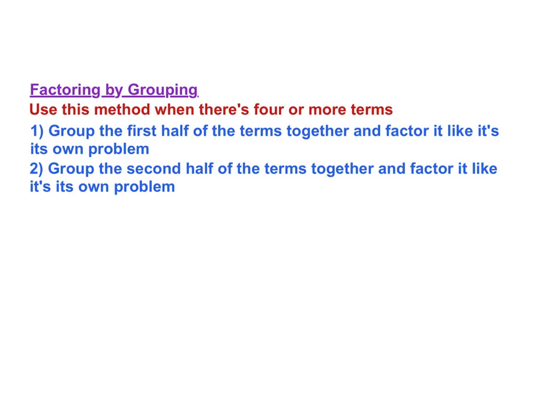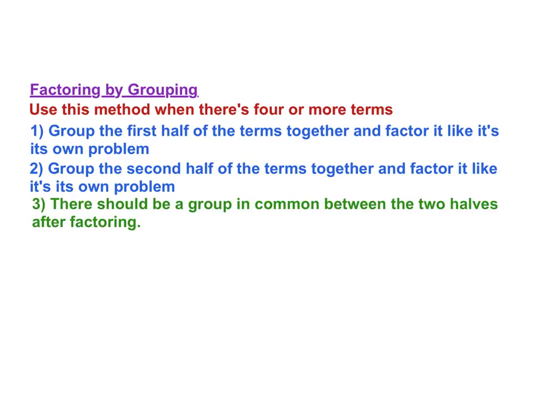And then what should happen is when you factor the first half and you factor the second half, there should be something in common between the 2 halves. And that's what this says. So there should be a group in common between the 2 halves that we're going to factor out, and then we can simplify it from there. And when we do this first problem, I will do the first one and talk you through it, and then I'll give you one to try.